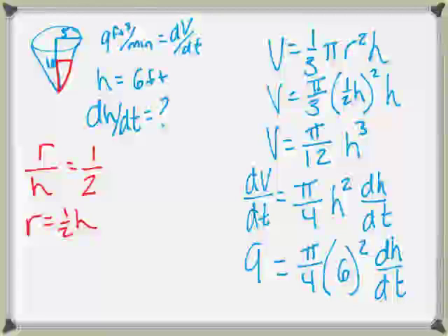So then, let's see. Over here we get 9, and then this is going to be 36 pi over 4 dh/dt, which is the same thing as 9 pi dh/dt, and I end up with 1 over pi feet per minute is dh/dt. So that is how fast the water is rising: 1 over pi feet per minute.